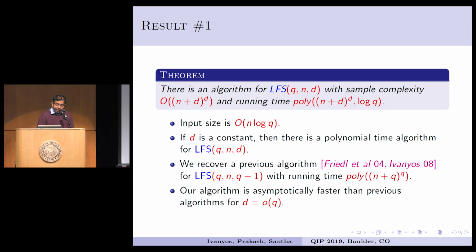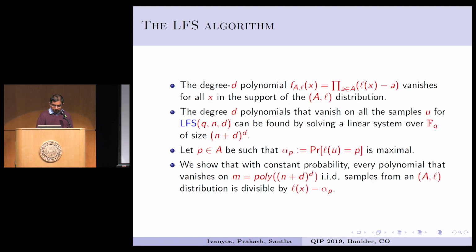So let me compare to previous work. We recovered the previous algorithms by Friedl and others in 2004 and by Vanios in 2008 for learning from disjunctions, which is LFS_q(n)(q-1), with running time poly (n+q)^q. This is just the case when d is equal to q minus 1. And the algorithm we give here is asymptotically faster than the previous algorithms whenever d is smaller than q.